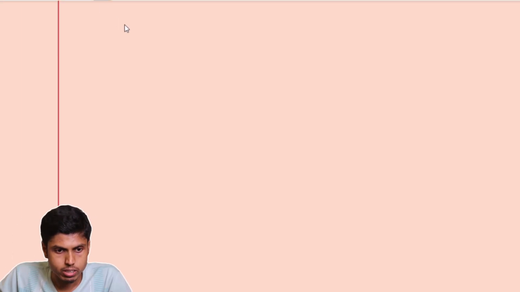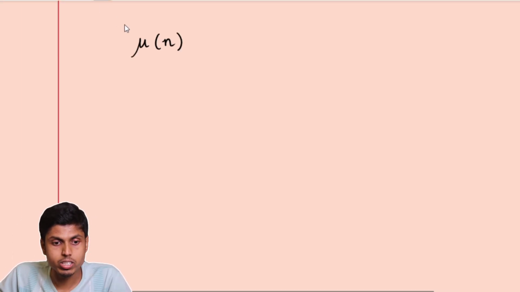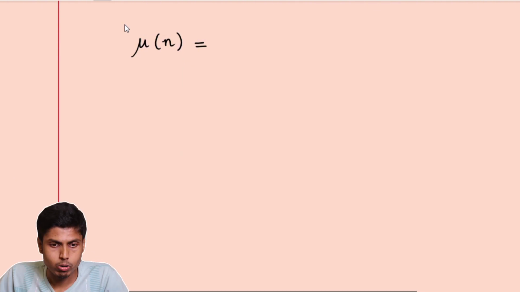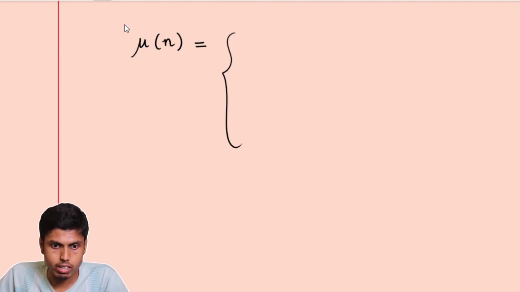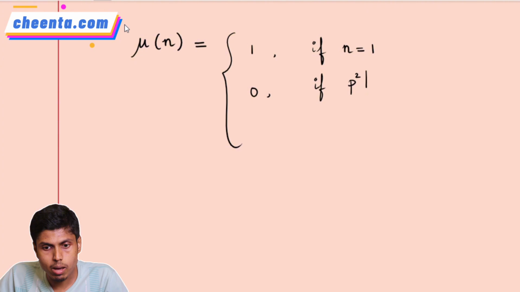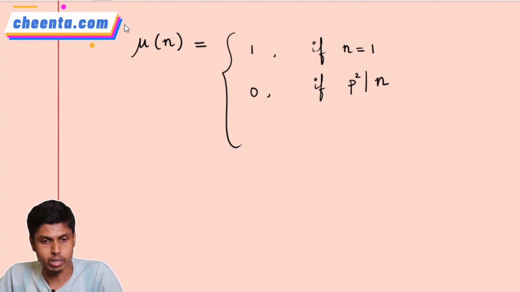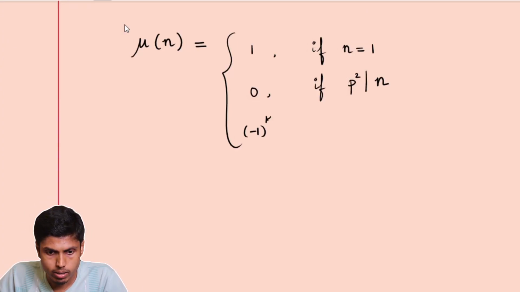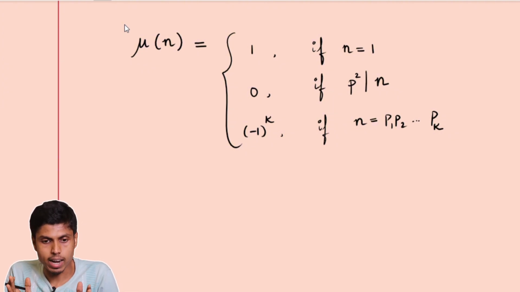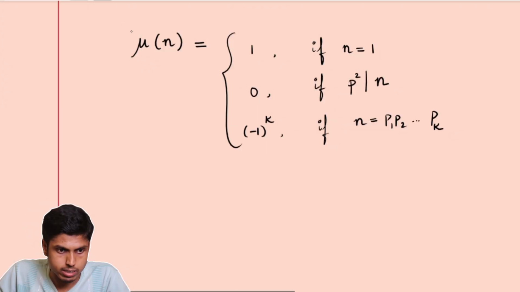By definition, the Möbius function, denoted by mu of n, is an arithmetic function that takes in natural numbers and gives you integers, but only three different types of integers. It gives you 1 if n equals 1. It gives you 0 if n is not square free, that is, a prime squared divides the number n. And it gives you (-1)^k if n is of the form p1 p2 till pk. So this means that n is square free and it has k prime factors in it. That's it. This is the function.